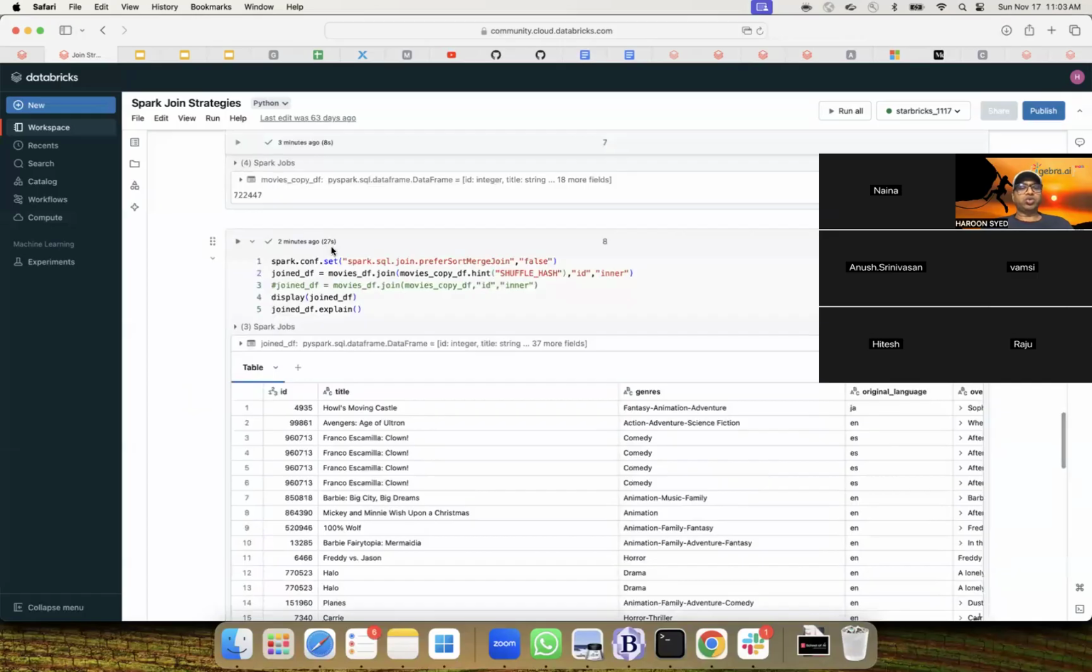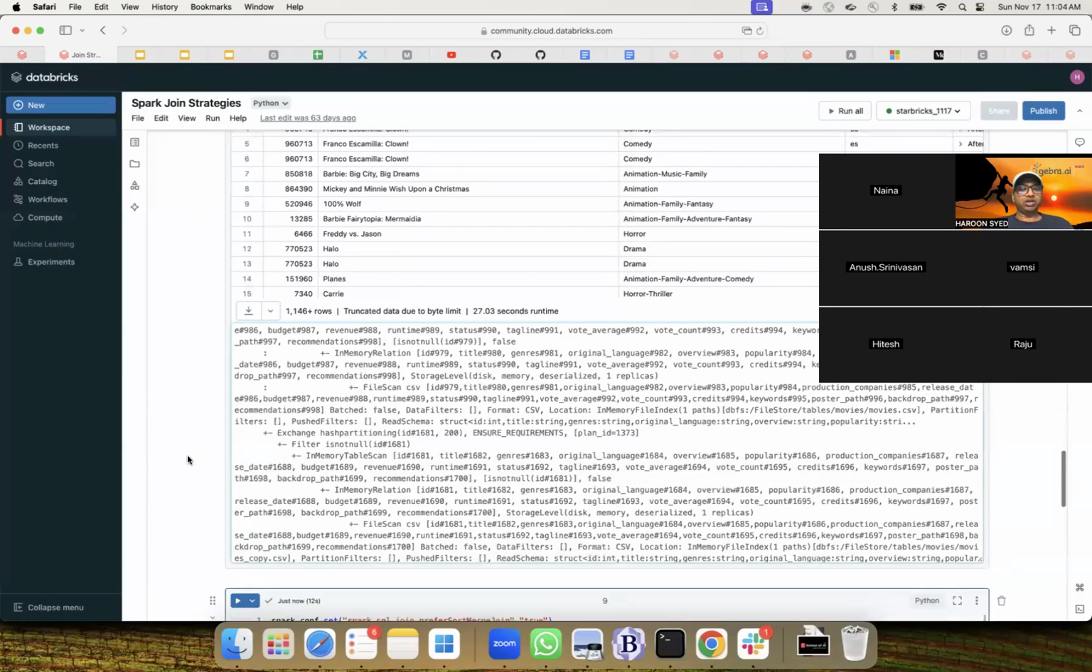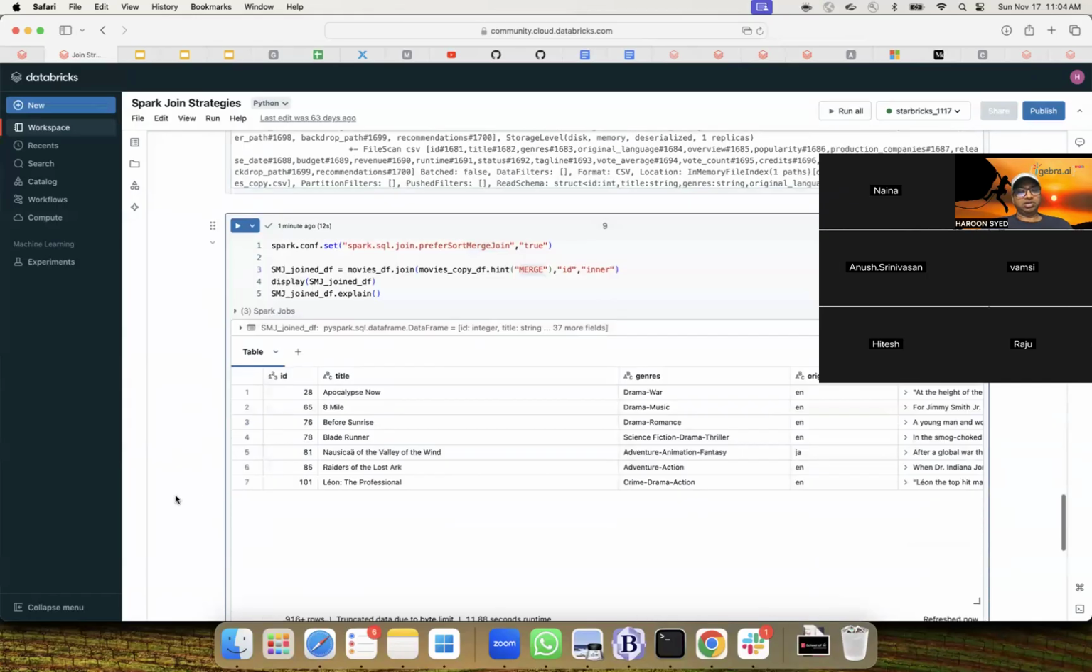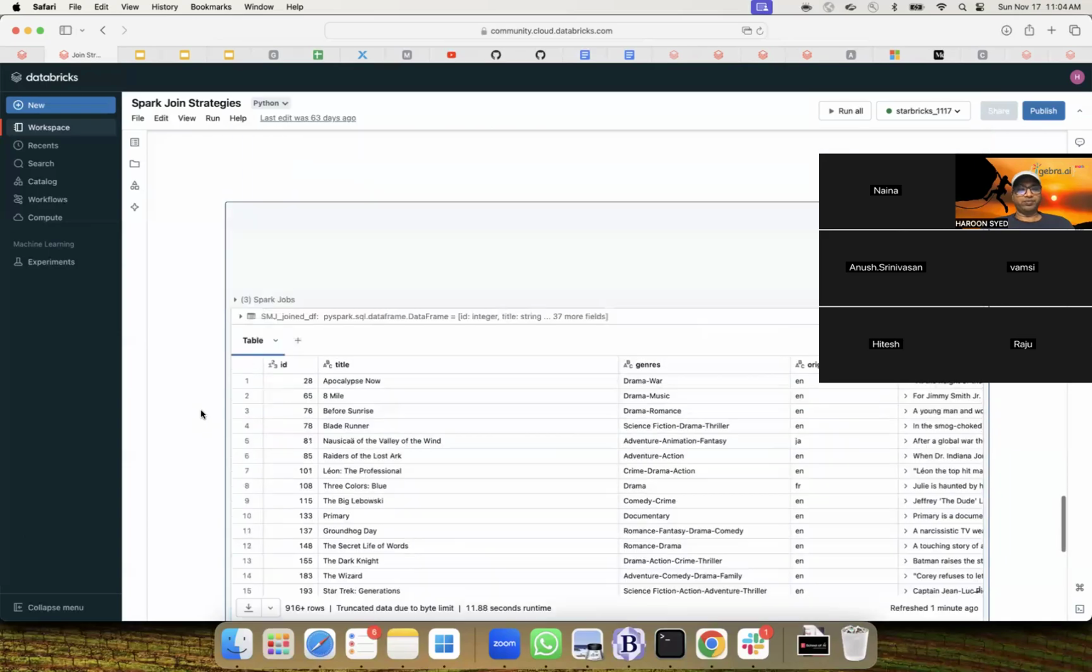So here it takes 27 seconds for the shuffle merge join. Here it takes only 12 seconds to do the sort merge join. Right? So this is better performance. This strategy, sort merge join, is giving better performance because after sort, it is easier to join.